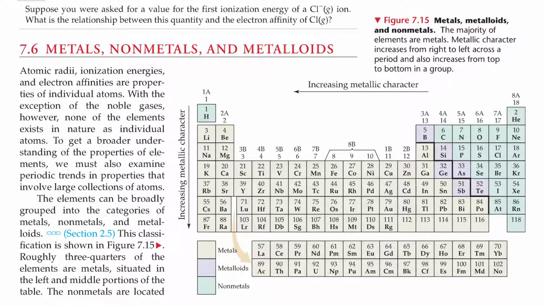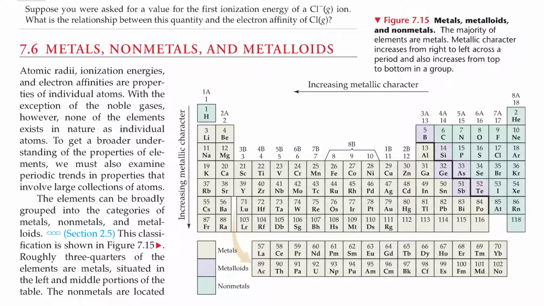The elements can be broadly grouped into categories of metals, nonmetals, and metalloids. The classification is shown in Figure 7.15, metals, metalloids, and nonmetals. The majority of elements are metals. Metallic character increases from right to left across a period and also increases from top to bottom in a group.